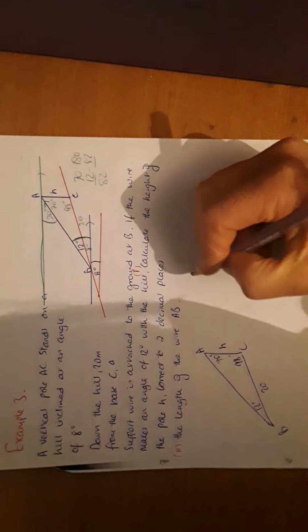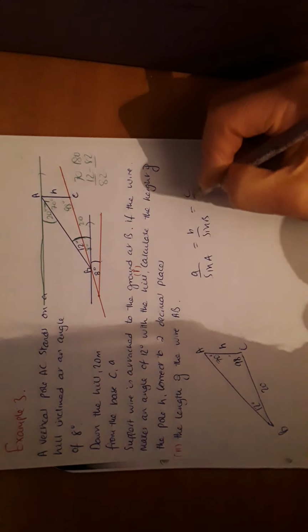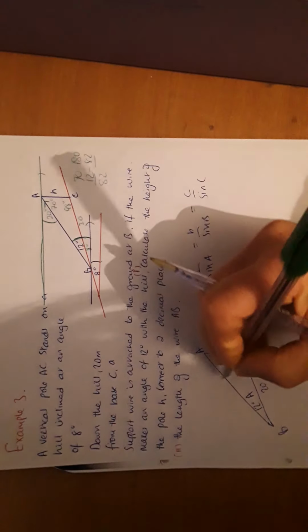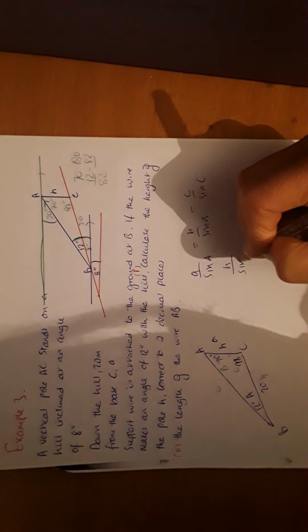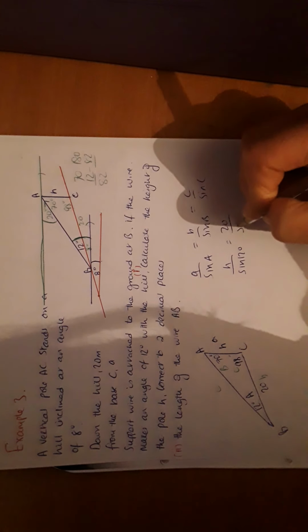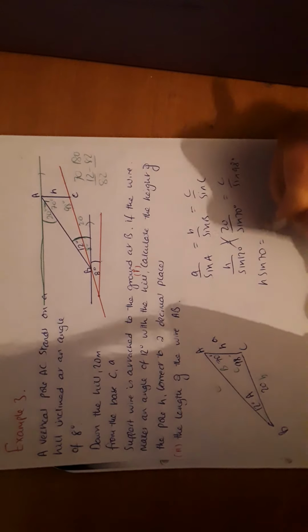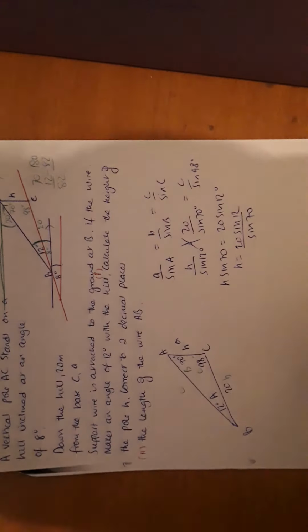So what's my sine rule? A over sine A is equal to B over sine B is equal to C over sine C. So call what you're looking for A, big A. Then you could have big B, small b, C and small c. So A is H, sine of 12 degrees, 20 over the sine of 70 degrees, C over the sine of 98 degrees. Cross multiply, H sine 70 equals 20 sine 12 degrees. So H is 20 sine of 12 divided by the sine of 70. And there I'll get my H.